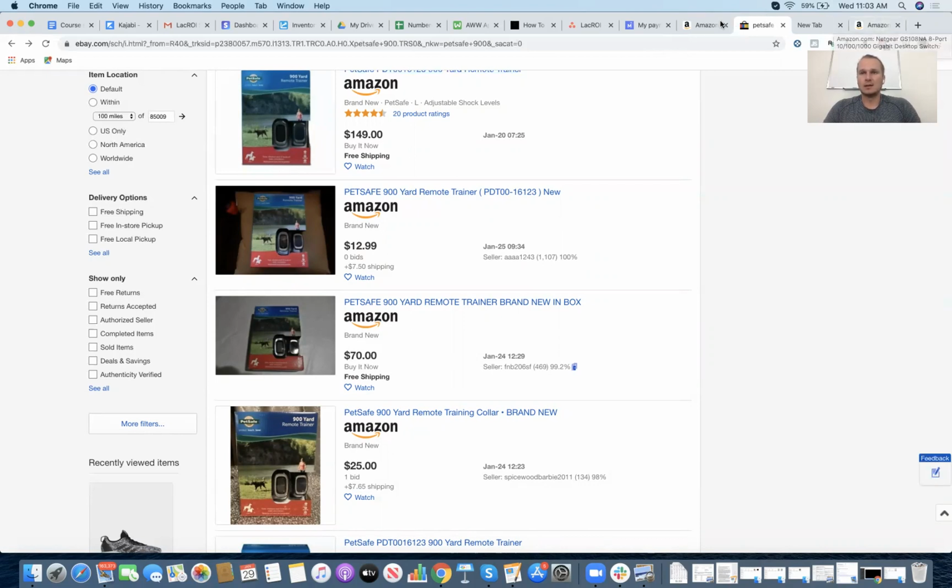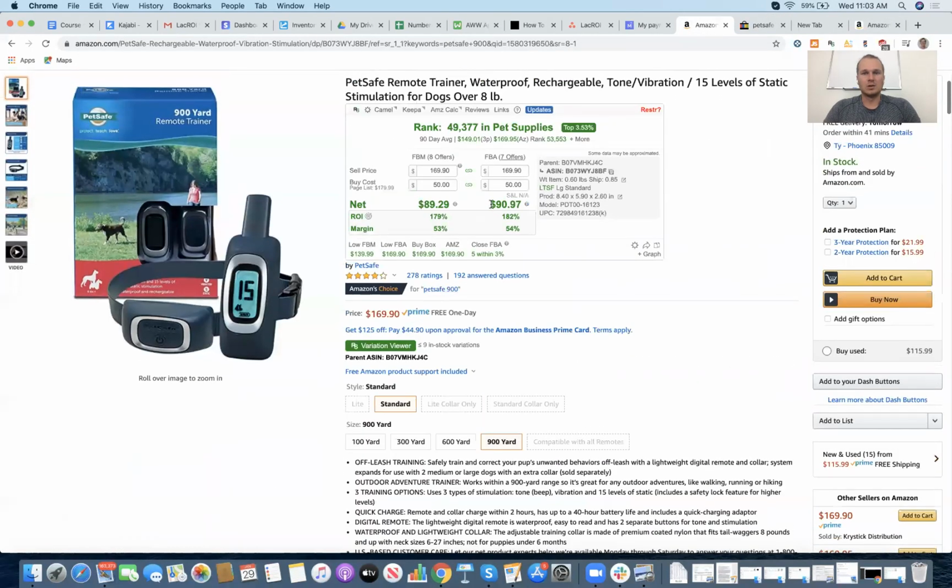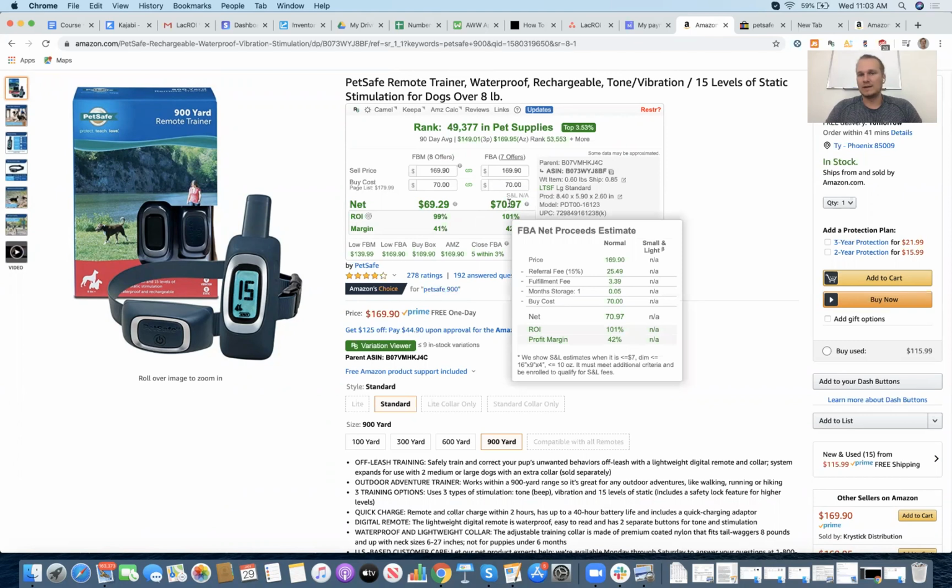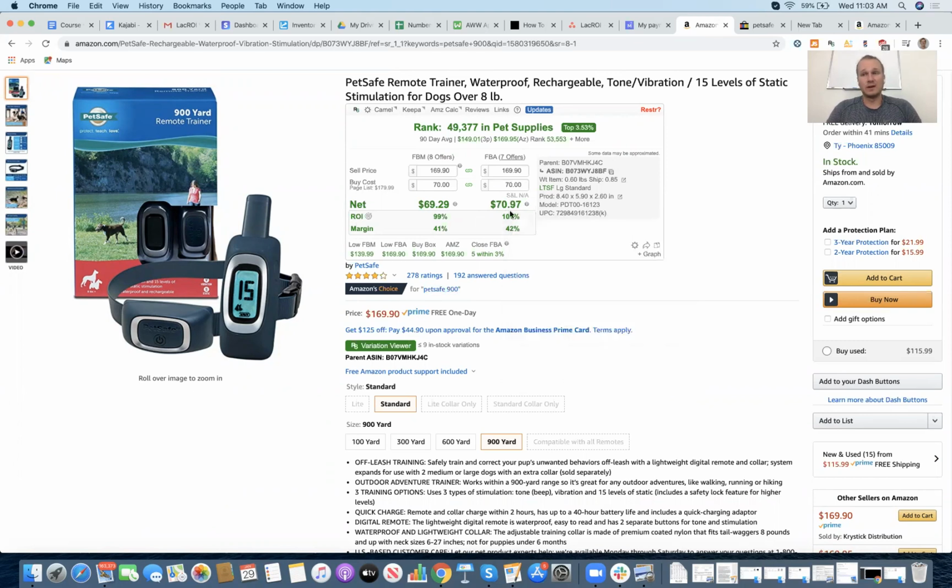But if you look at the Amazon listing, we look at two things. One, is our margin good enough? So $70, I think, can be bought at $70. That means they're making $70 for every $70 spent. That is very good money, and it sells really quickly. That's a 101% ROI, return on investment, with a 42% margin. That is very, very good money. And especially if you're selling 50 to 100 of those a month, that's a lot of money.